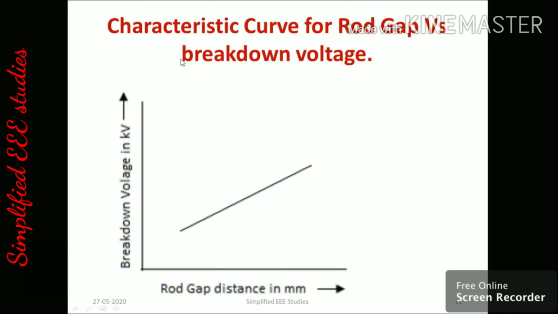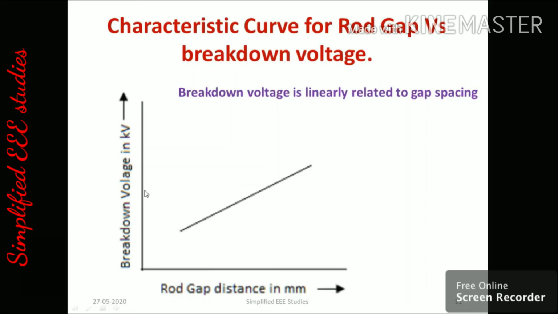Thereafter, you can perform the analysis of the characteristics curve for rod gap versus breakdown voltage. As you can see, this is the graph of breakdown voltage in kilovolt versus rod gap distance in millimeter. So you will be getting a linear relationship between breakdown voltage and the gap distance. You can observe very clearly it maintains the linear relation. As the rod gap distance increases, we observe that the breakdown voltage also increases.